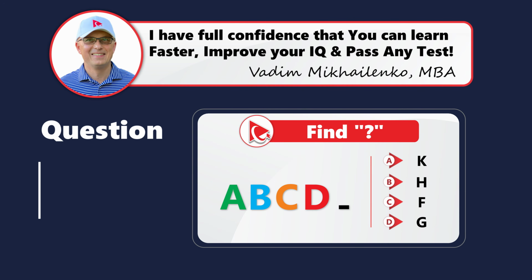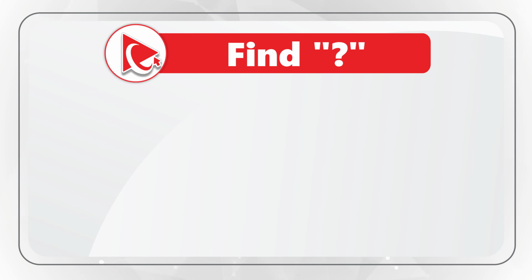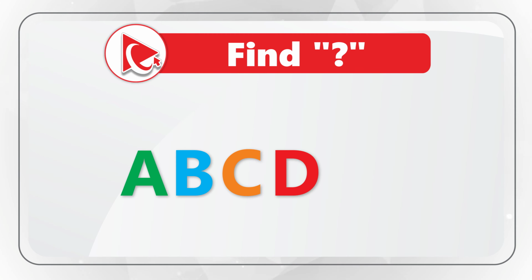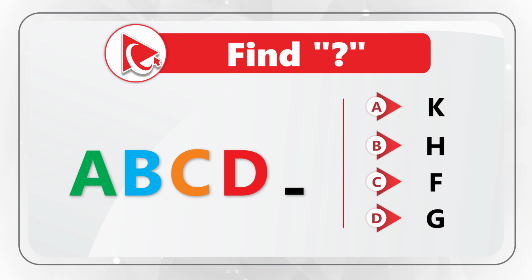I love this question just because the answer is so unusual. You need to determine the next letter in the sequence. The sequence is A, B, C, D, and then comes the missing letter. You need to select the letter out of four different choices: K, H, F, and G. And those match choices A, B, C, and D.